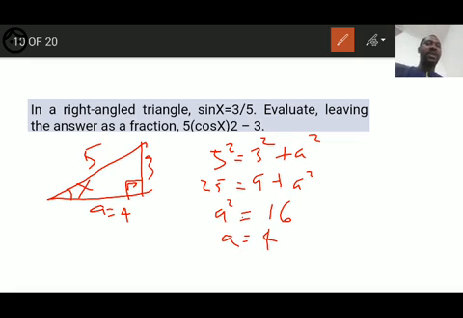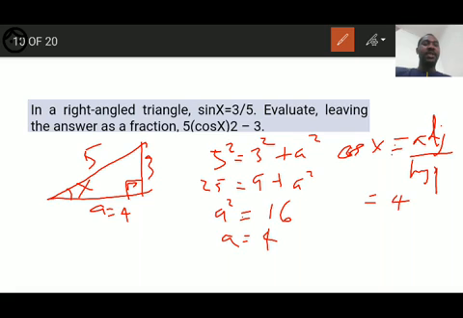So with this, we can find cos x. Now cos x here, according to our definition, is supposed to be adjacent all over hypotenuse. So our adjacent here, from what we just got, is 4, which is our a, then our hypotenuse is 5. That's the value for cos x.